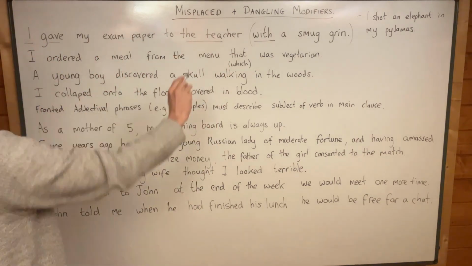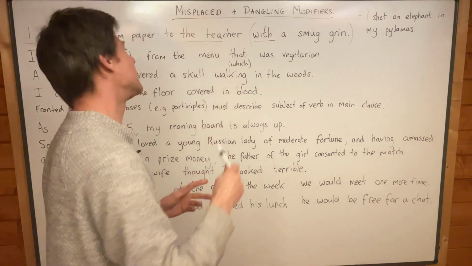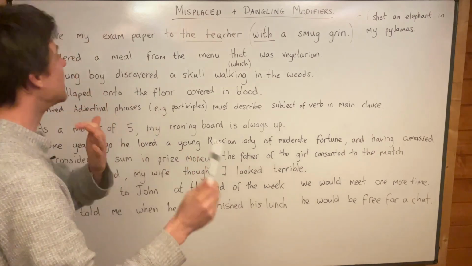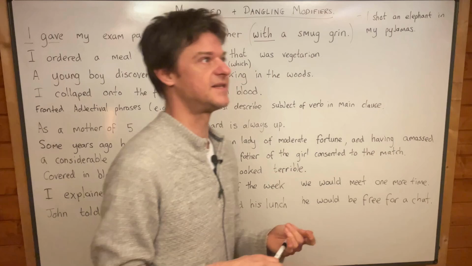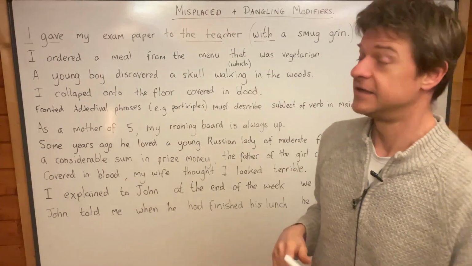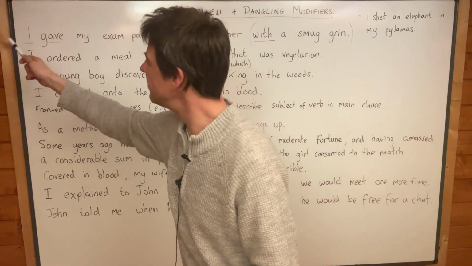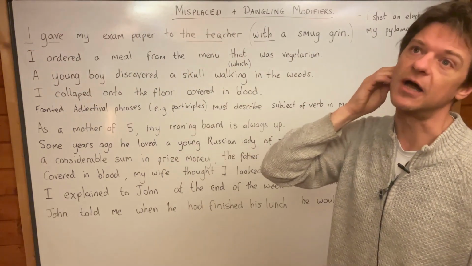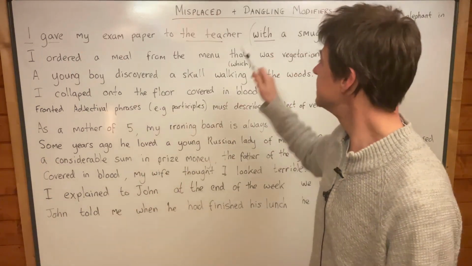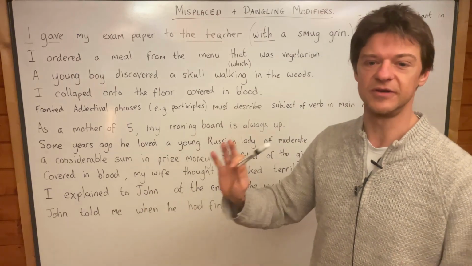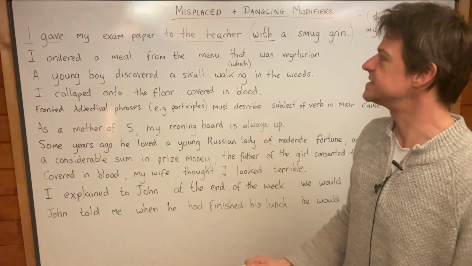And the problem with saying it like this, I gave my exam paper to the teacher with a smug grin, is that it sounds like the teacher's got the smug grin, but I might mean, and I probably do mean, the I. Maybe you had cheated during the exam, and so you know you got all of the answers right. And so, with a smug grin, comma, I gave my exam paper to the teacher. Now, if you front the prepositional phrase, and you can certainly do that, it's unambiguous, it's clear. With a smug grin, comma, I gave my exam paper to the teacher.